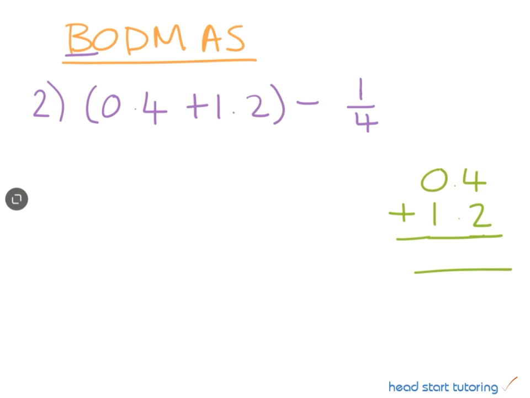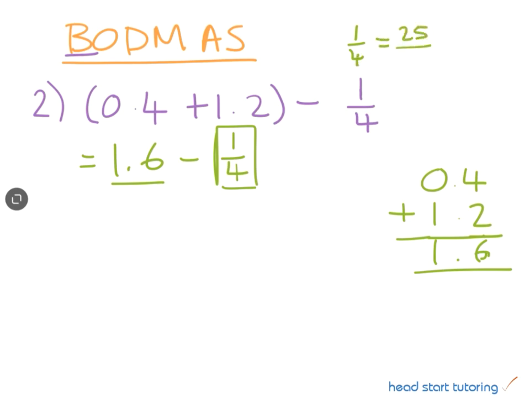So 4 plus 2 is equal to 6. Remember, we bring down our decimal point. 0 plus 1 is 1, so we've got 1.6. And we're minusing 1/4. Now, we don't want to be working with both decimals and fractions, so we need to either convert our decimal into a fraction or our fraction into a decimal. And because we know that 1/4 is equal to 25/100, because we multiply 4 by 25 to get 100, and we multiply 25 by 1 to get 25.